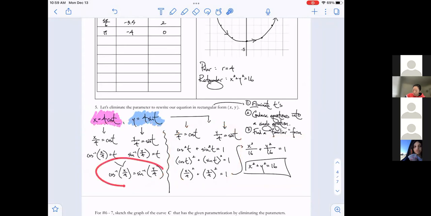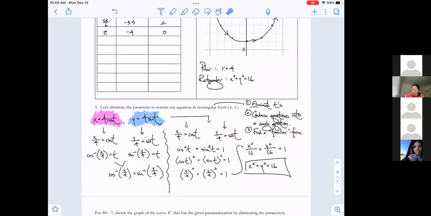Whereas if someone was like, inverse cosine of x over 4 equals inverse sine of y over 4, you would be like, I don't know what that looks like, right? That's less familiar to us. And so we want to make sure that as we eliminate parameters, we eliminate the t, we get a single equation, but we also get it into a familiar form.